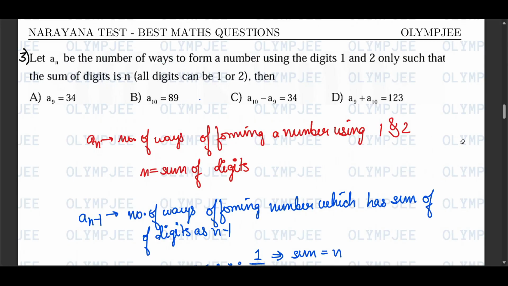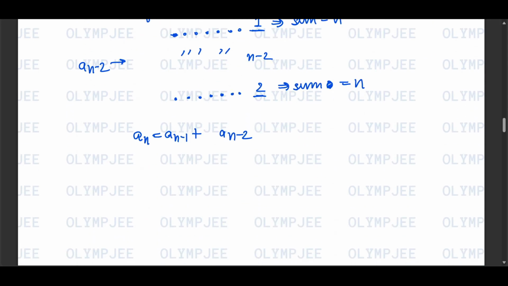So let us see. a0 will be equal to 1, because forming a number which has sum 0 is only possible in one way, the empty string where we don't use any 1 or 2. So it has one possibility. a1 is also equal to 1 when we take 1. So a2 will become equal to a0 plus a1 using this formula, which is 2.